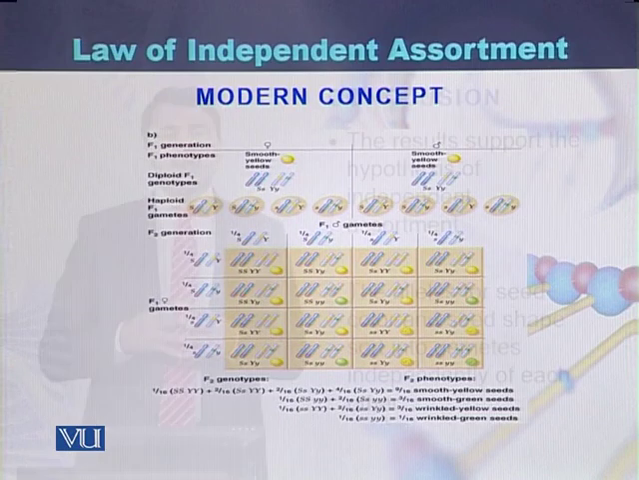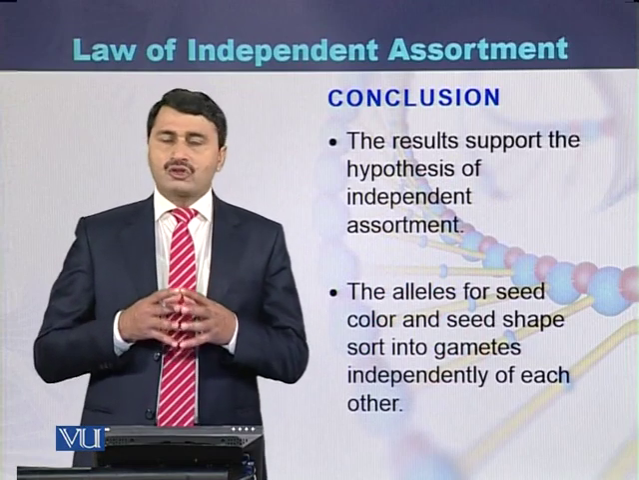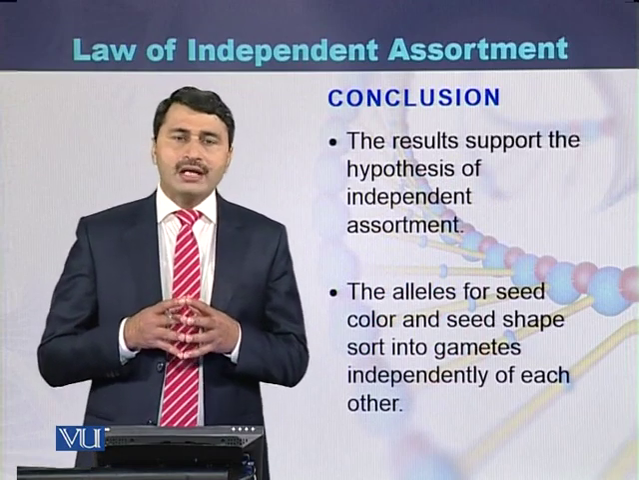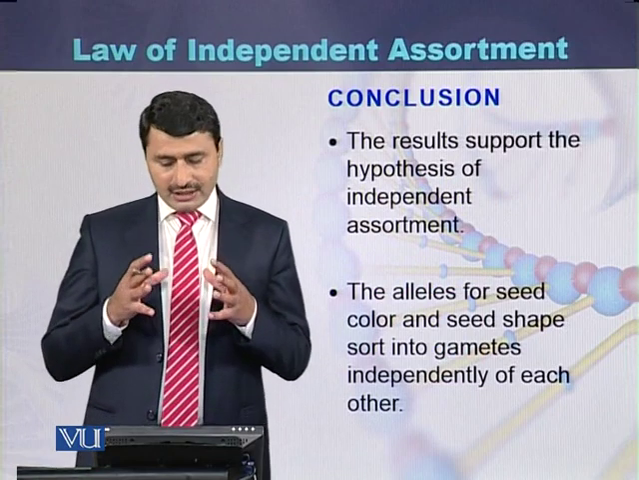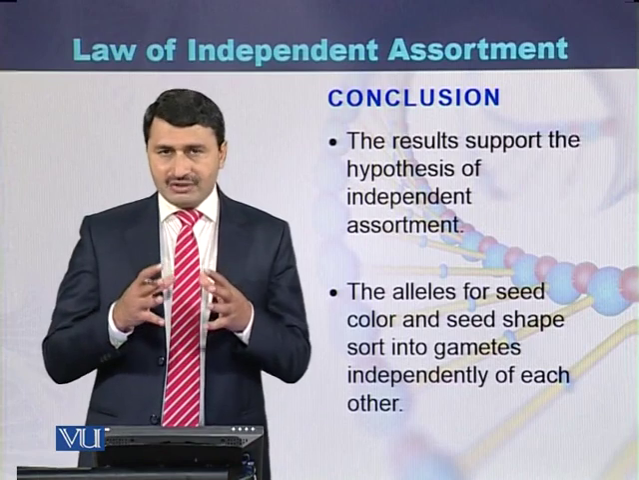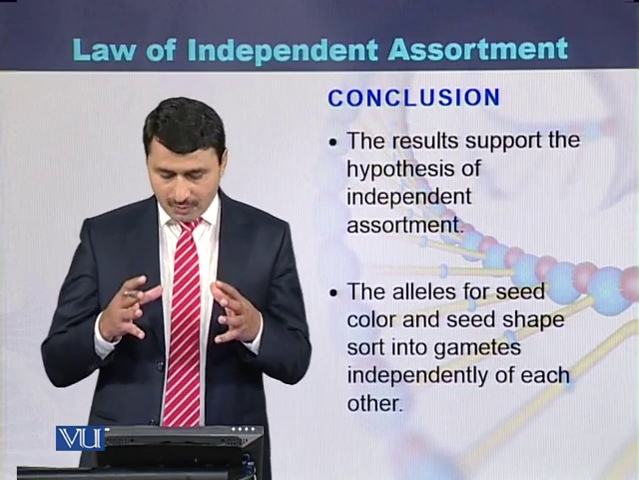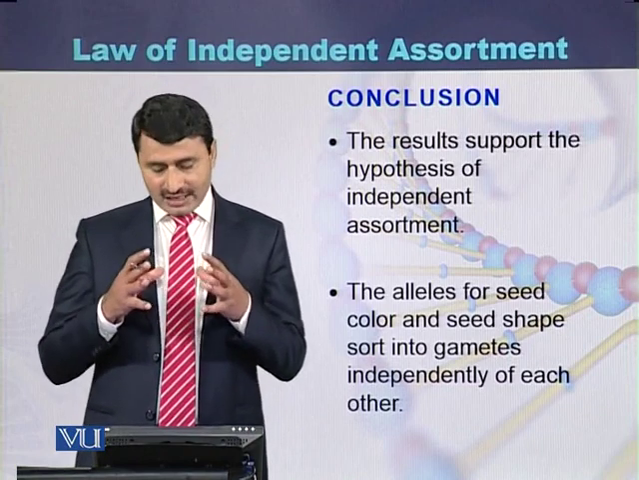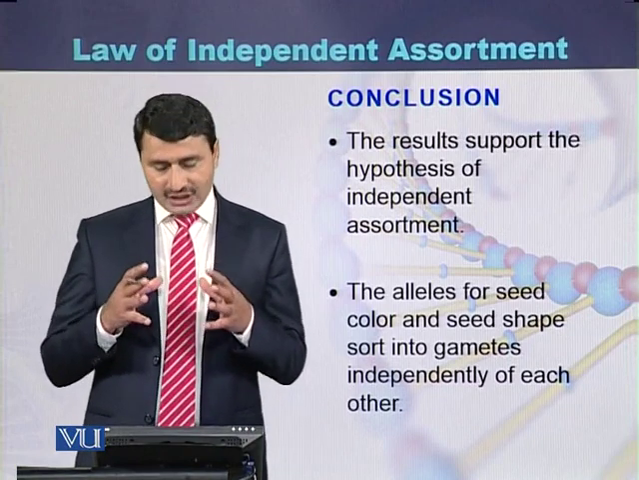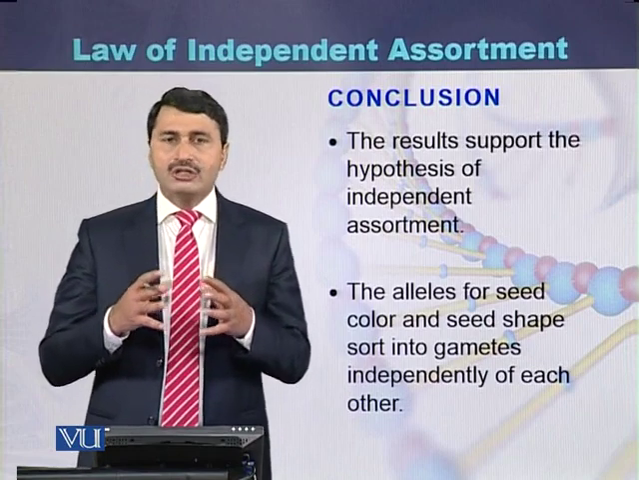So if we conclude the results of the law of independent assortment, it explains that there is independent assortment between the gametes, between the genes or between the chromosomes, and the alleles for seed color and for seed shape sort into the gametes independently of each other.